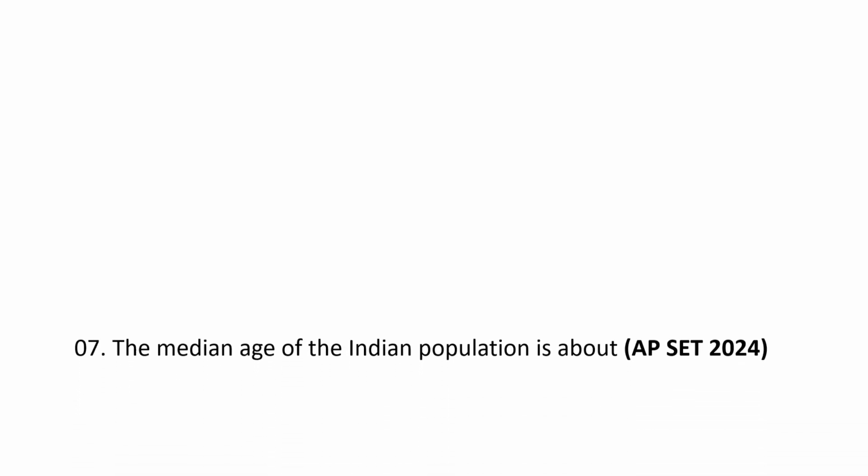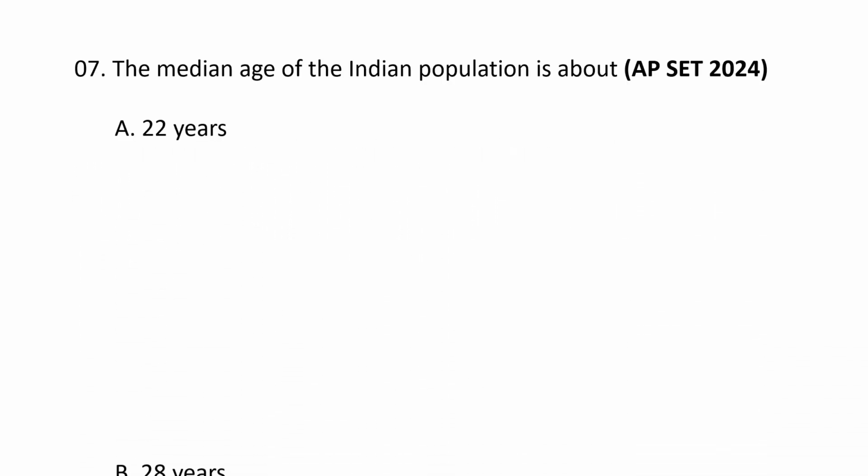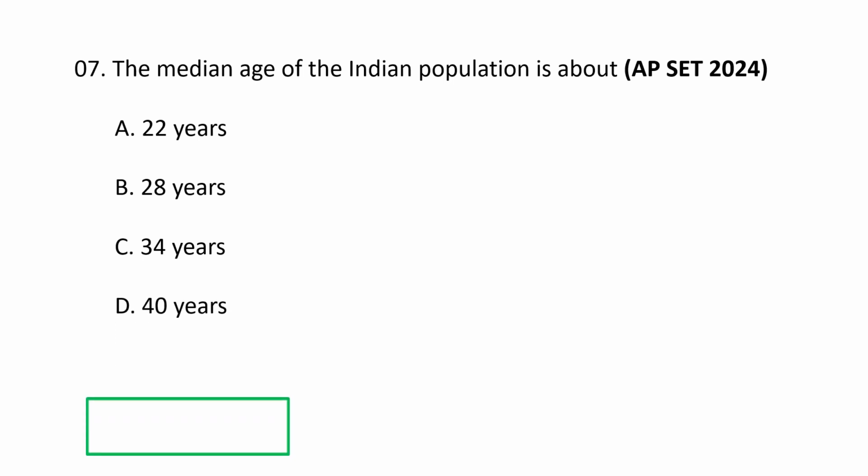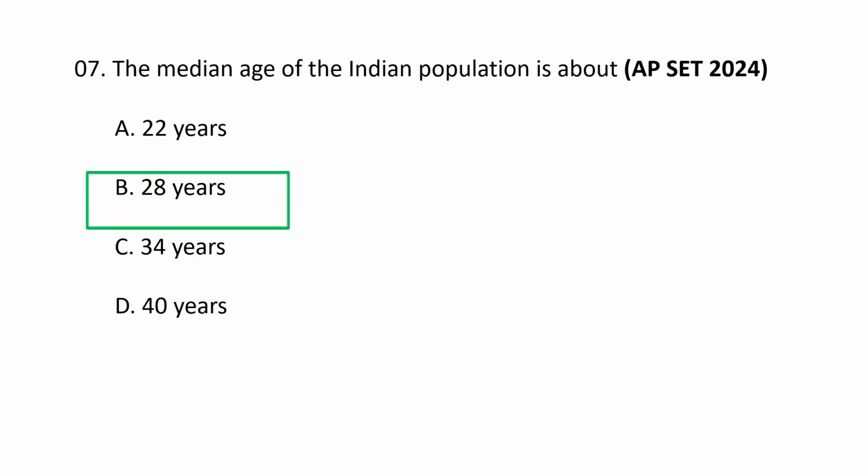Next question. The median age of the Indian population is about A. 22 years, B. 28 years, C. 34 years, and D. 40 years. So the correct option is B.